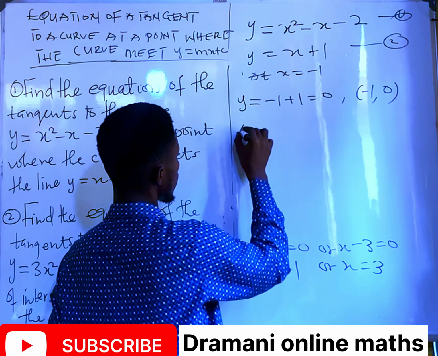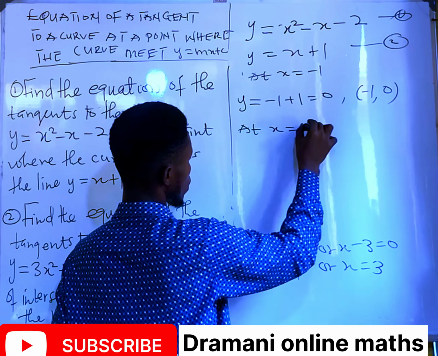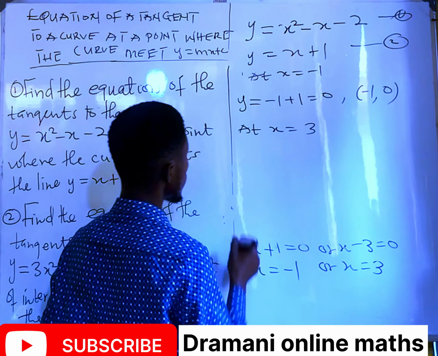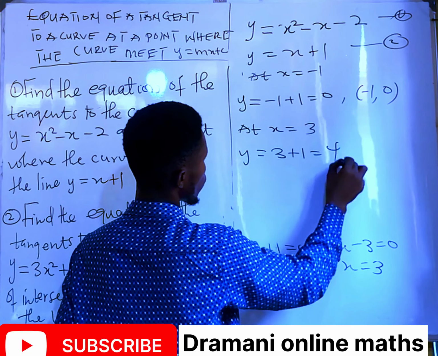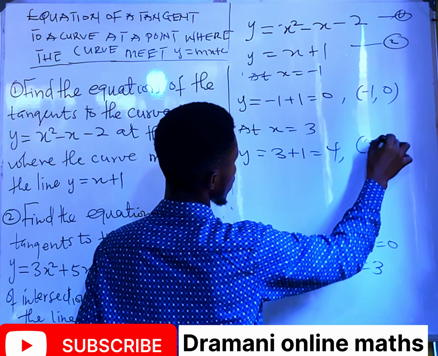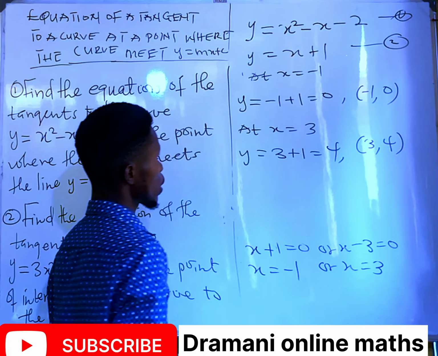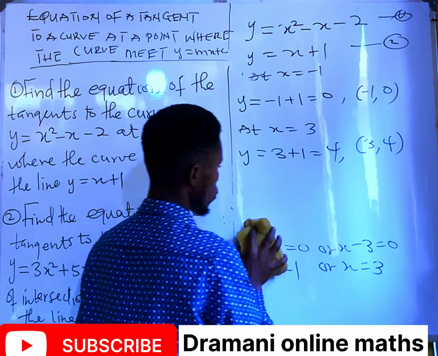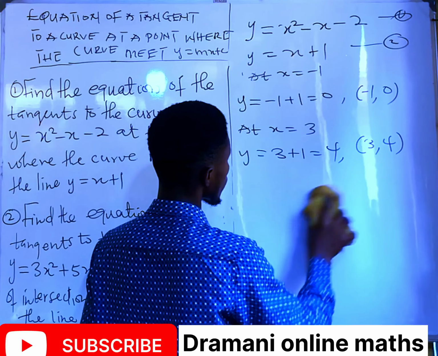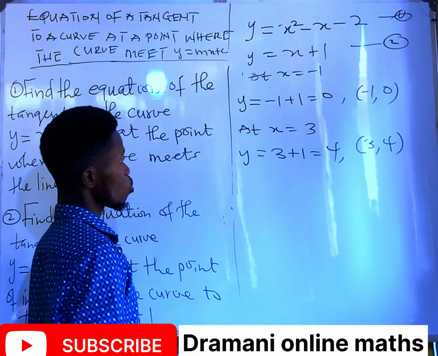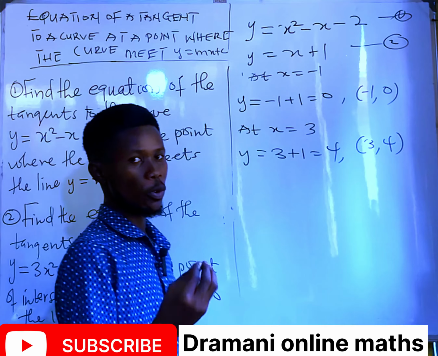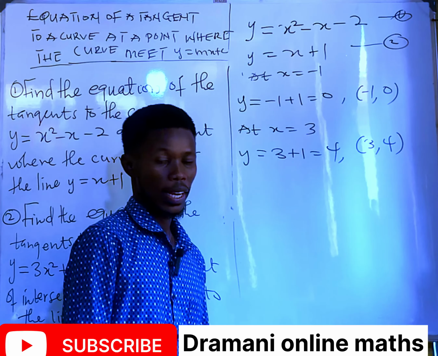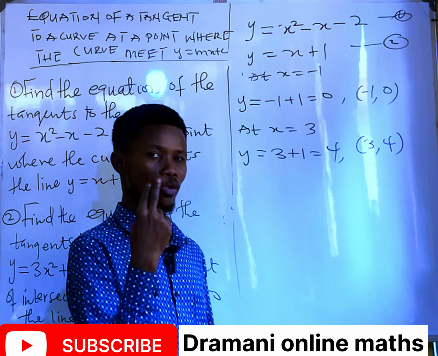Then also at x equals 3, what will be y? That will be y equals 3 plus 1, which is 4. So at x equals 3, y is 4. So these are the 2 points that we are going to use now: negative 1, 0 and 3, 4. It means that you are going to have two equations of a line, or the equation of a tangent. You are going to get 2.